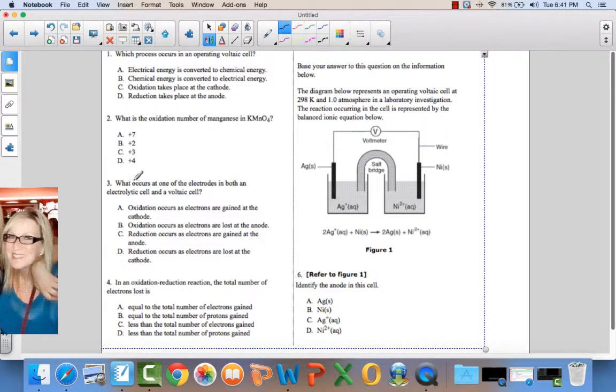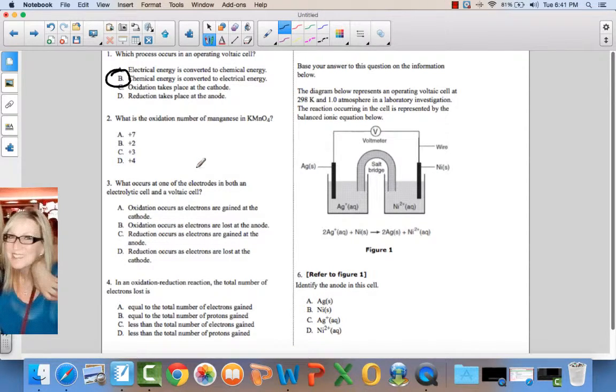All right, let's go to the redox quiz. Which process occurs in an operating voltaic cell? Remember, voltaic is this type of cell right here. It is a spontaneous reaction that produces energy. It is chemical to electrical. You have to memorize it. It was part of the Venn diagram.